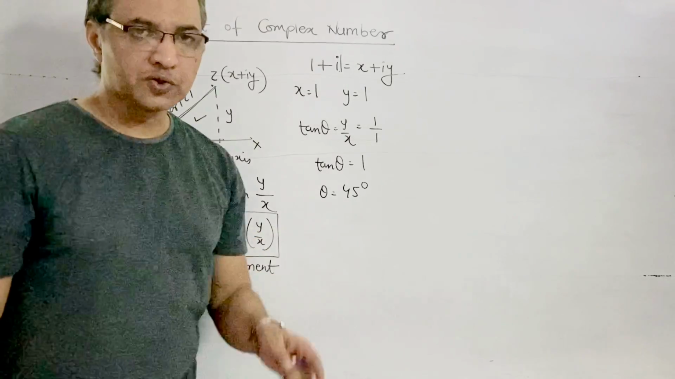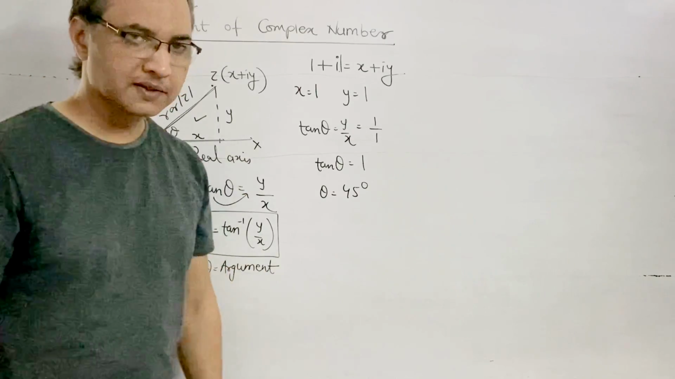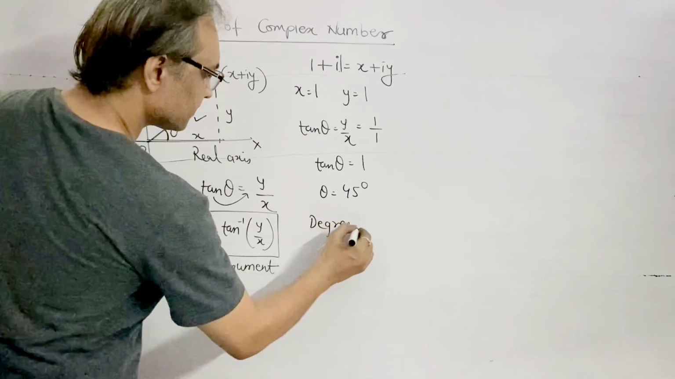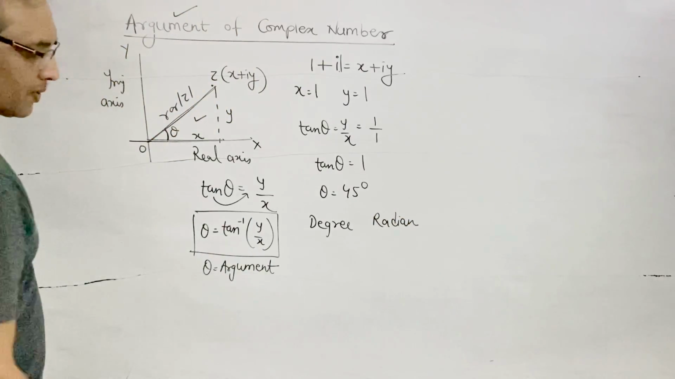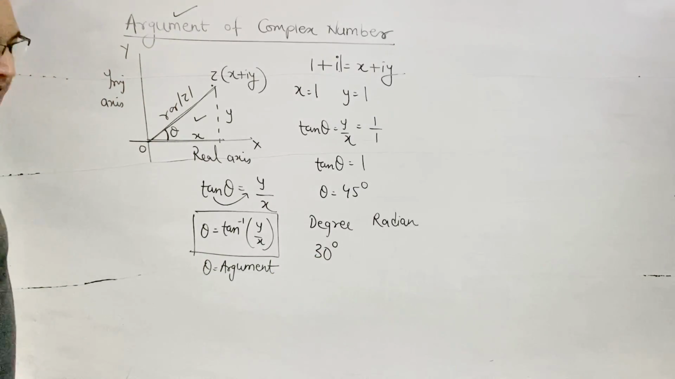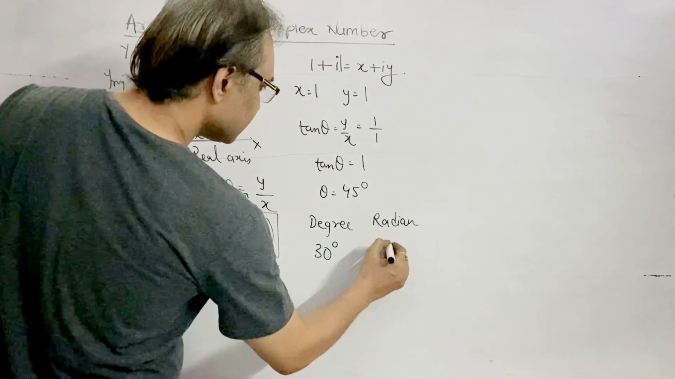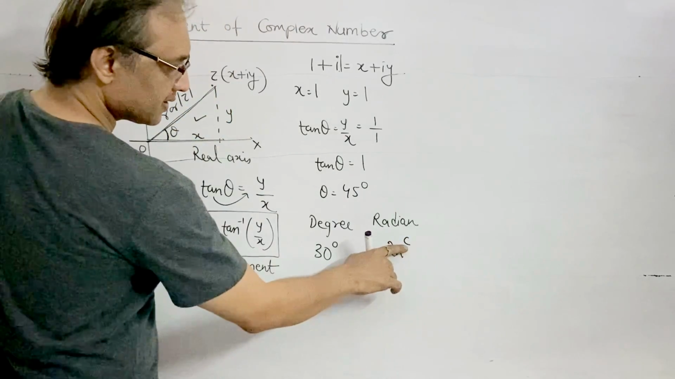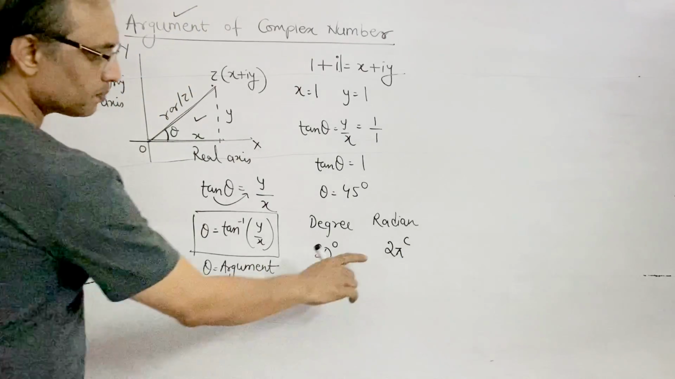Now degree is the unit of measuring angle. There is one more unit of measuring angle, that is radian. Degree and radian. These are the two units of measuring angle. Degree we know is expressed in this way. This is read as 30 degree. Radian is expressed in this form. This c represents radian. This is read as 2 pi radian.